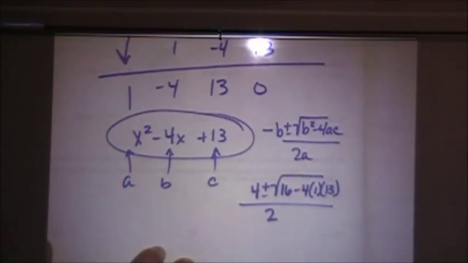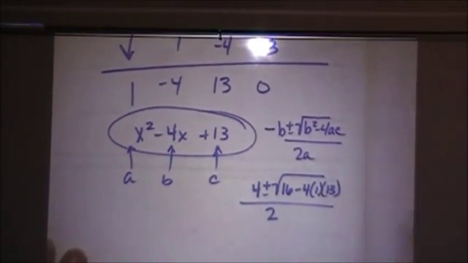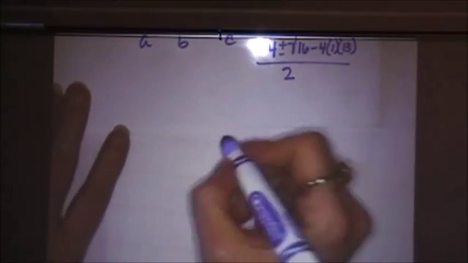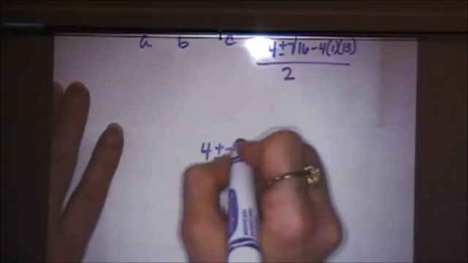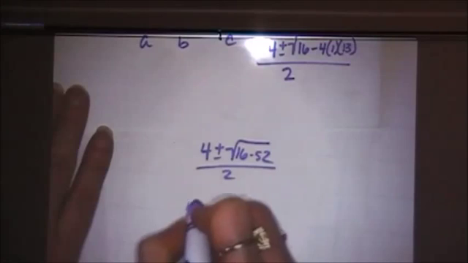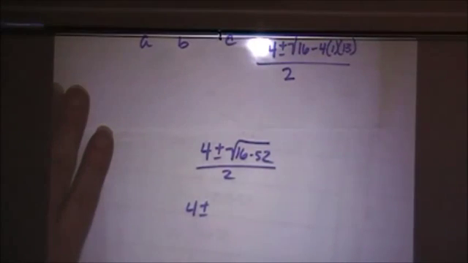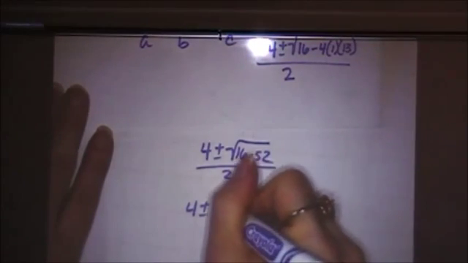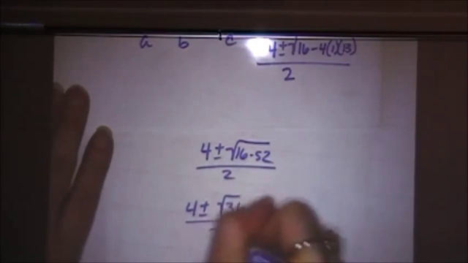So now I'm just going to simplify this. It looks like I'm going to end up with another imaginary number. Let's see, I've got 4 plus or minus the square root of 16 minus 52. This one simplifies a little nicer though.